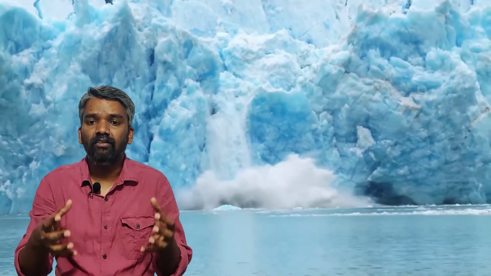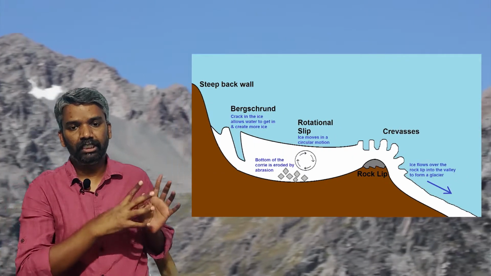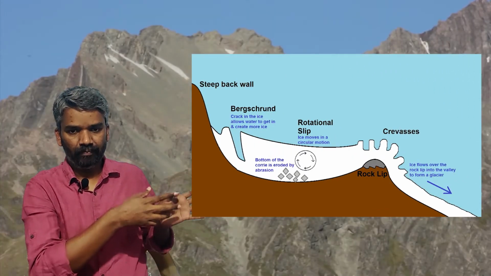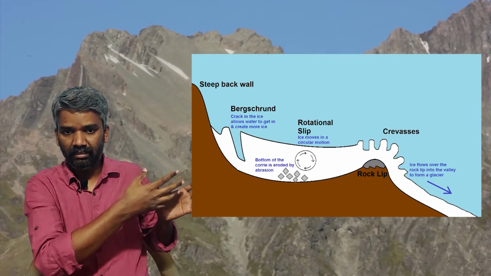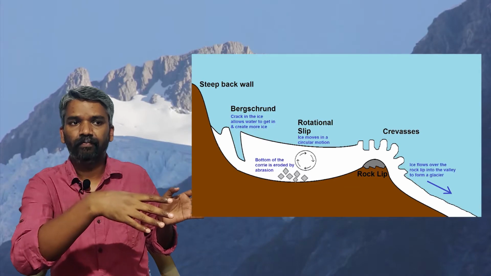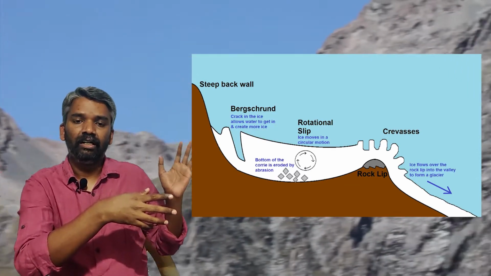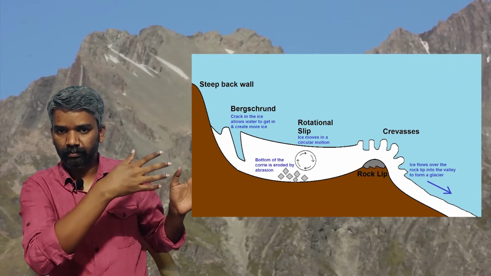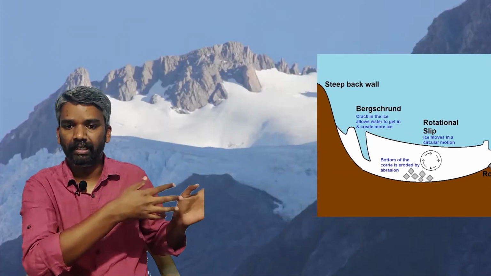If the terminus reaches the sea, it will calve into icebergs. This picture shows a typical type of glacier. You can see the amphitheater-like structure, and it moves along a slope, forming crevasses, and at the back of the head wall there is a huge crevasse or cavity, which is called a bergschrund.